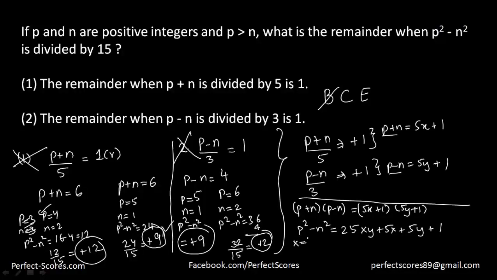Well, when x is equal to 1 and y is equal to 1, then this expression comes down to 25 plus 5 plus 5, which is 35, plus 1, which is going to be 36. If I divide 36 by 15, the remainder is 6. Let's say x is equal to 2 and y is equal to 1. When that is the case, this is going to be 50 plus 10 plus 5 plus 1. Then it's going to be 60 plus 6, that is going to be 66.